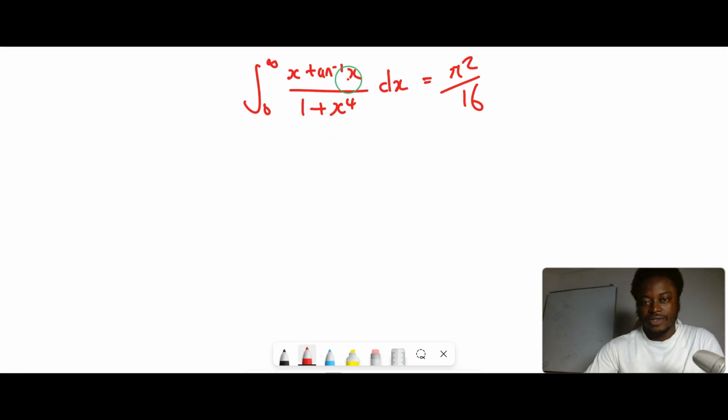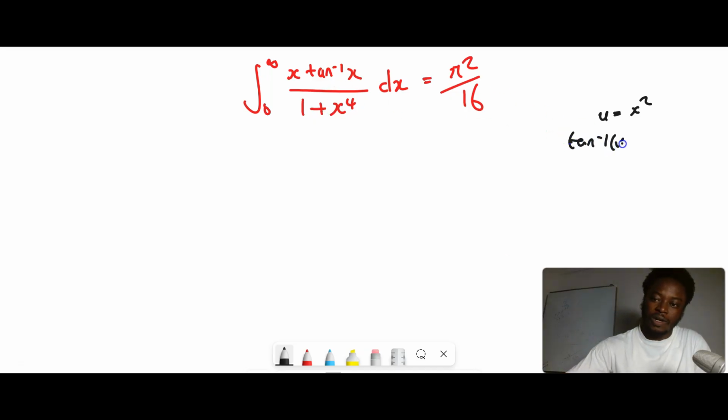Okay, one way to do this is that notice that because we have a tan inverse, it is difficult to make substitutions here. You have to keep that in mind. For example, if you try to take, let's say u to be x squared, this is fine, but then you end up with tan inverse of the square root of u when you do everything. Tan inverse of square root of u is difficult to work with. So as it is now, it is difficult to make substitutions.